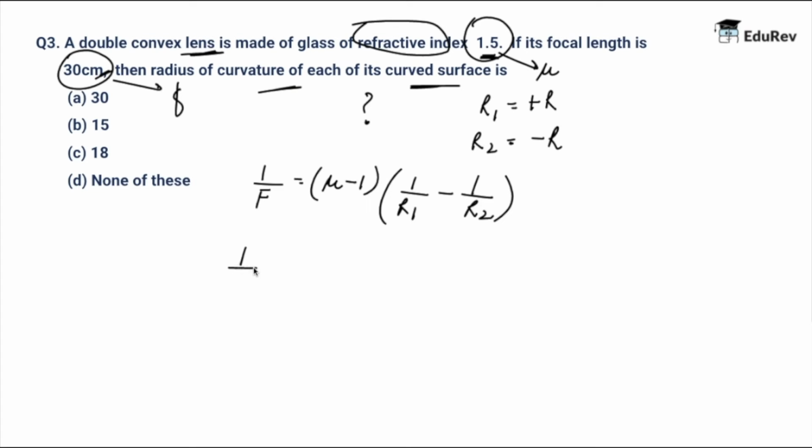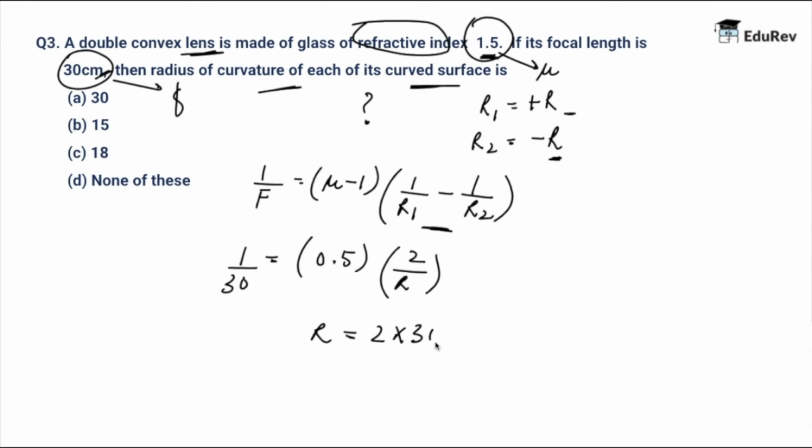So, I can write that it is 1 upon 30 equals mu, which is 1.5. So, 1.5 minus 1 is nothing but 0.5. And then we know that R1 is what? Positive R, and R2 is what? Negative of R. So, if I take negative of R here, it's going to be 1 upon R plus 1 upon R. And 1 upon R plus 1 upon R here is going to be 2 upon R. So, if I solve this, I'll get that R is going to be nothing but 2 into 30 into 0.5.